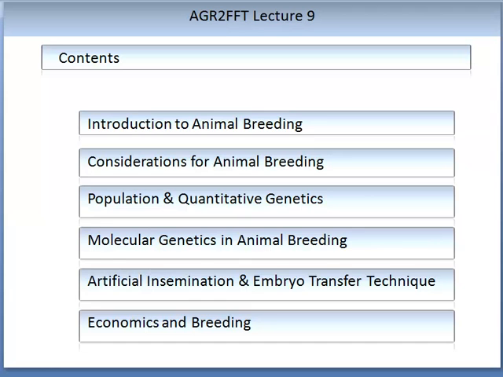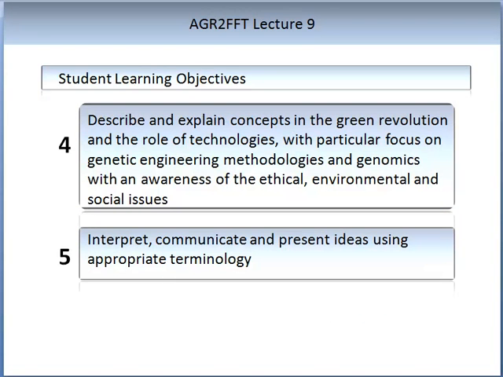We will look at molecular genetics used in animal breeding, artificial insemination and embryo transfer techniques, and economics and breeding. We will be looking at some of these concepts through case studies or actual industry commercial examples. This lecture goes towards our understanding of learning objective number 4 and learning objective number 5 in this subject.